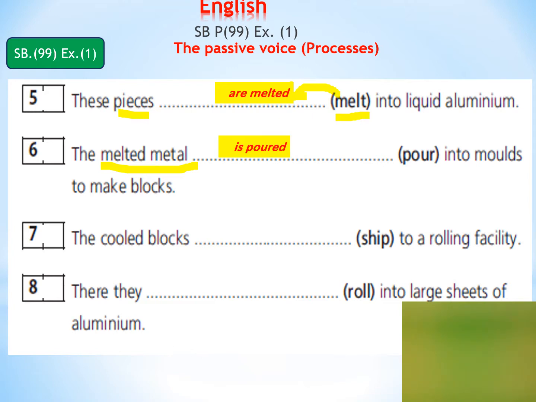Number 7, the cooled blocks. Here, as you can see, we have S, so plural. Be with plural is are in the present: are shipped. The last sentence: they are rolled into large sheets of aluminium.